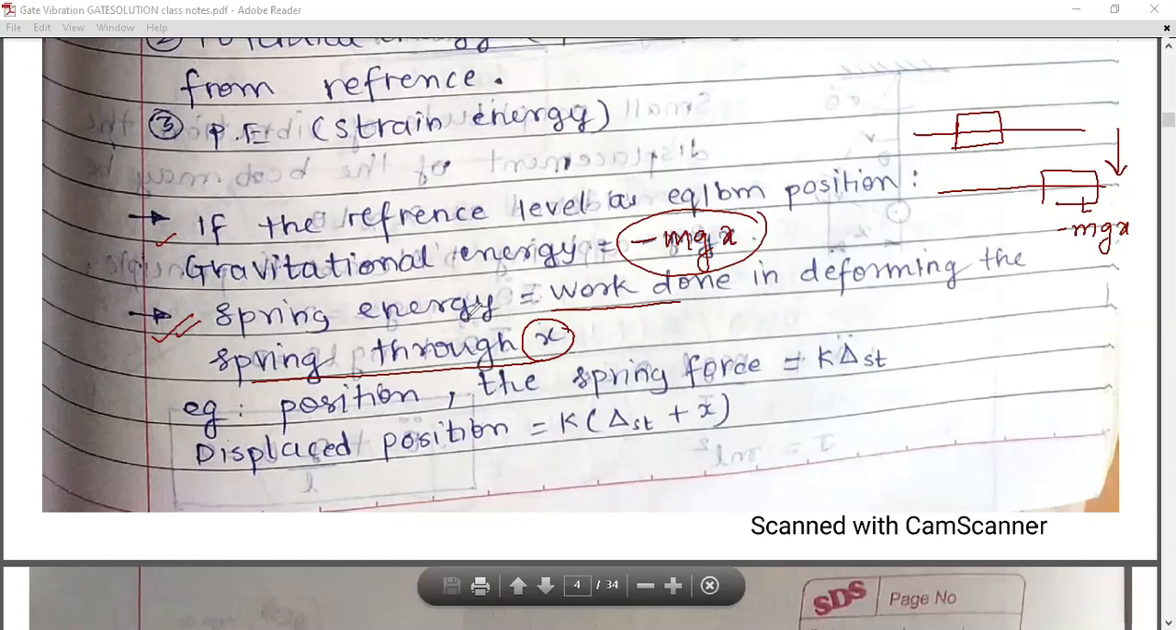Okay. At the initial position, the spring force is k delta st under the stressed condition. As soon as the displaced position comes, that can be written as k delta st plus x. This is the mean position. At the mean position, the spring force is acting as k delta st. At the stressed position, the spring force is acting as k delta st plus x. Is that clear to everyone? Can we move ahead? Yes, sir. Okay, great.